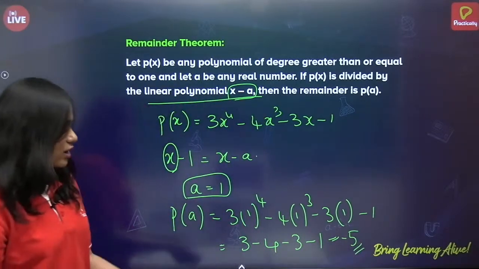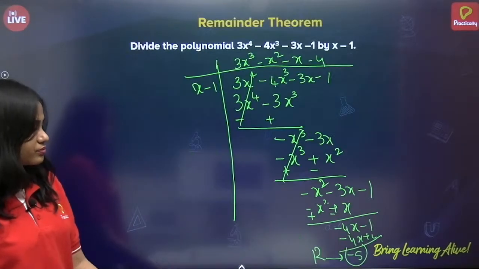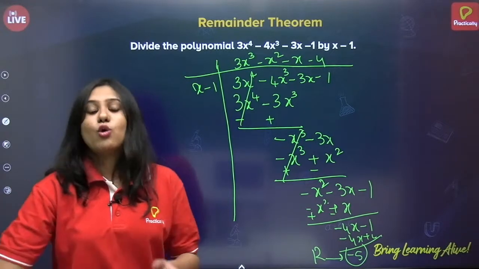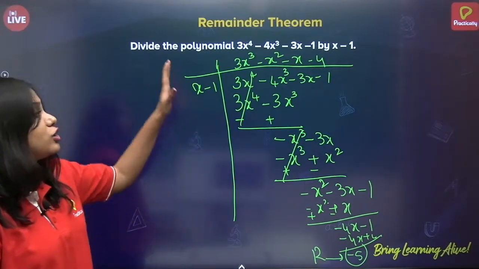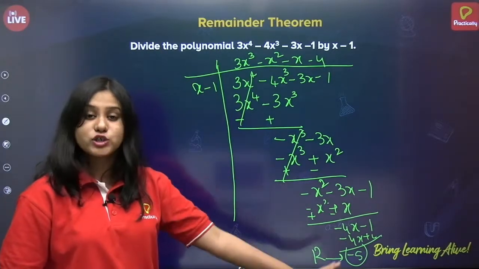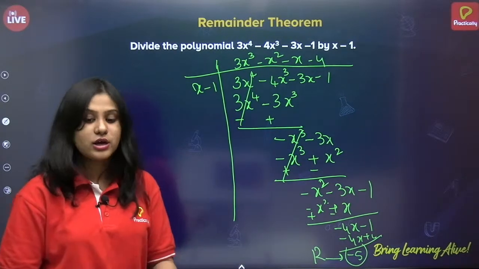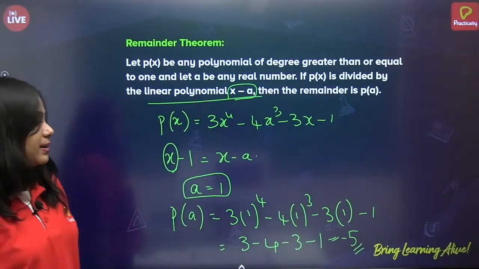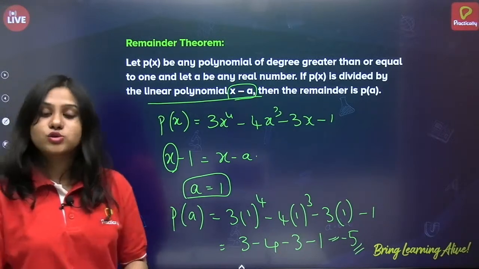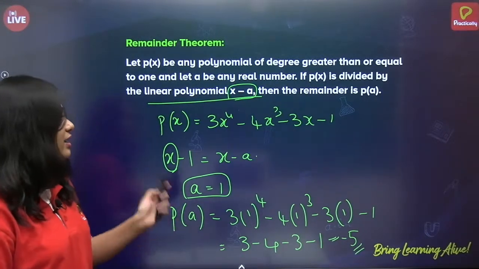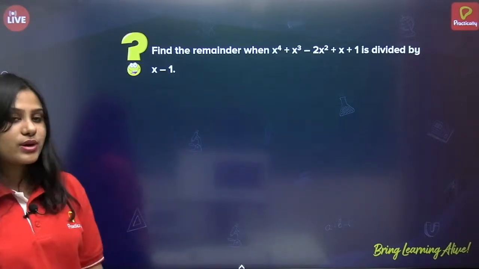So did we all get the same remainder? Of course, correct? So what you have understood is, you need not do the complete long division to get the remainder. You can just apply the remainder theorem and solve it. Alright, now that the remainder theorem is clear, let us see one example.